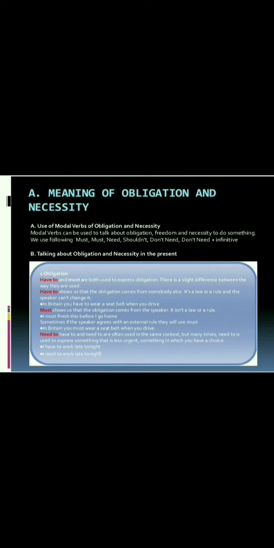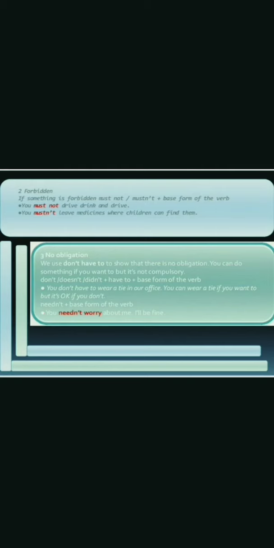Have to and need to are often used in the same context, but many times, need to is used to express something that is less urgent, in which you have a choice. I have to work late tonight. I need to work late tonight.